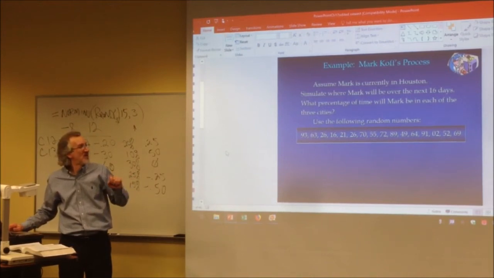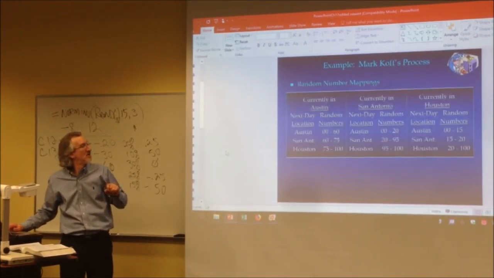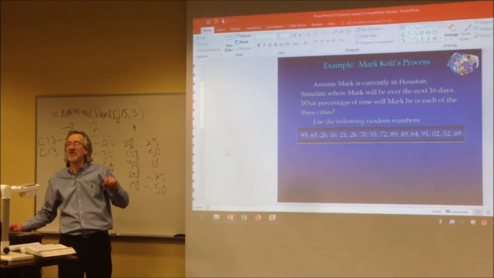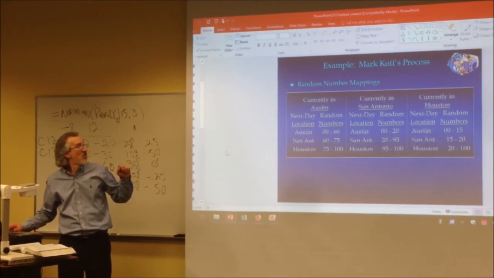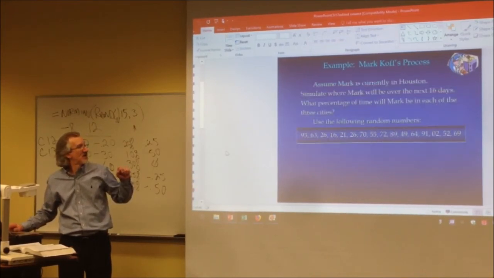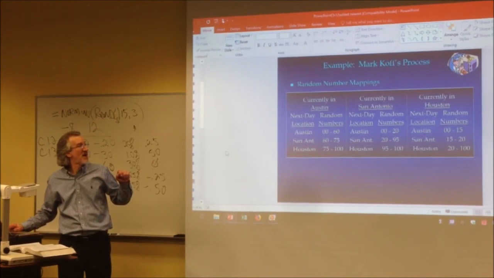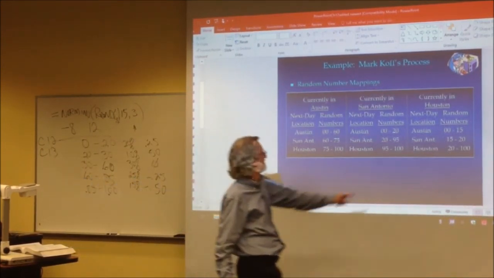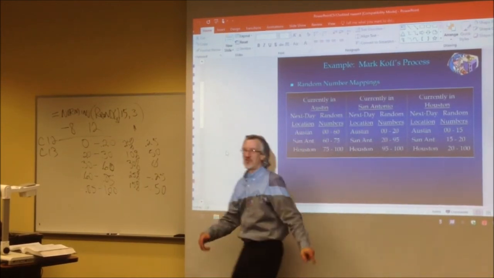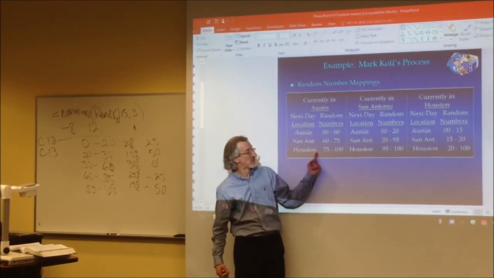Now you're going up there. Let's pretend we started in, what's the first one? Austin. Look at the first random number, 93. Where am I at tomorrow? Houston. Now, go to Houston's map. The next random number, 63. Where am I at tomorrow? Wait a minute, where's Houston? Houston. Yeah, we're over here. We went from here, and it said we're going to Houston.